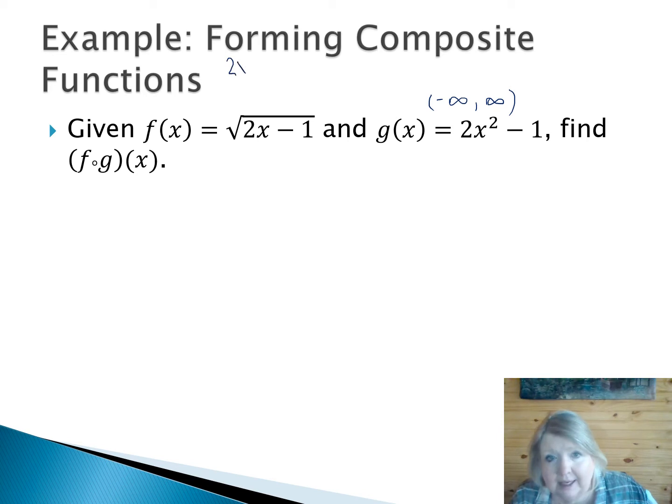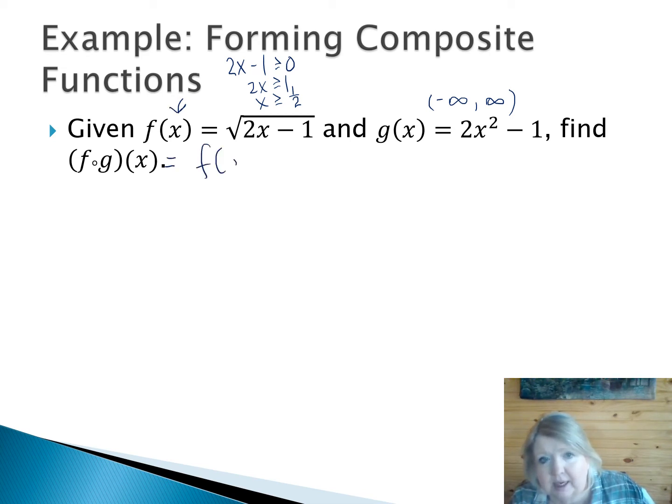You can't take an even root of a negative number and stay real, so I'm going to say that that's got to stay greater than or equal to 0. So 2x has got to always be greater than or equal to 1, which means x has got to be greater than or equal to 1/2. Now, here's the deal. It's not x I'm concerned with, because when I take the composition, it's g of x, the value of g, that gets plugged in. So in this case, instead of x being greater than or equal to 1/2, I want g of x to be greater than or equal to 1/2.